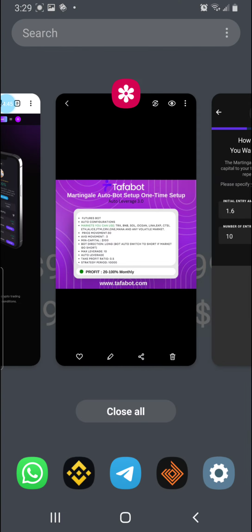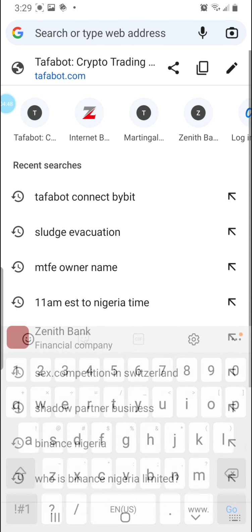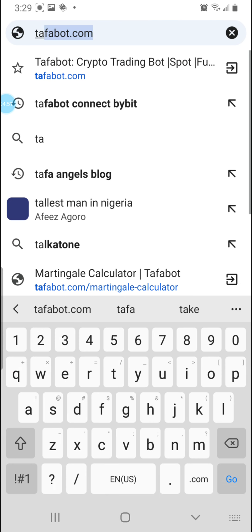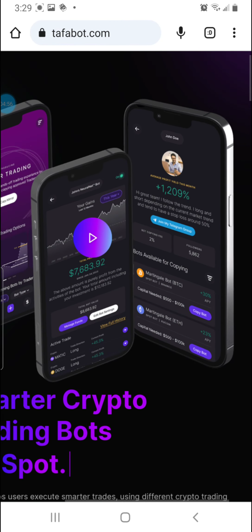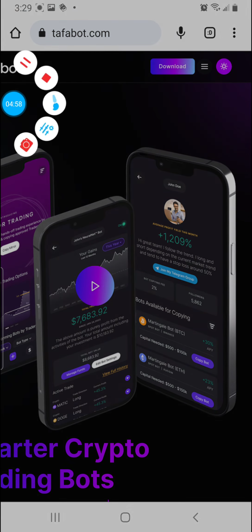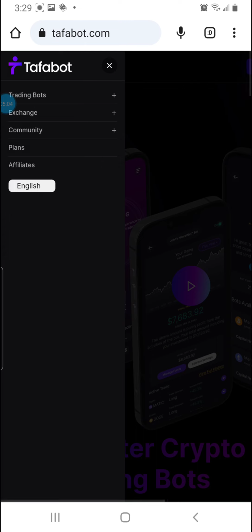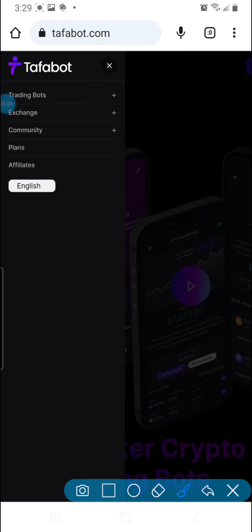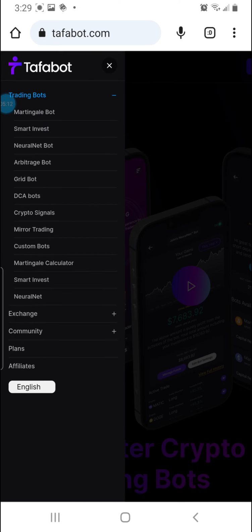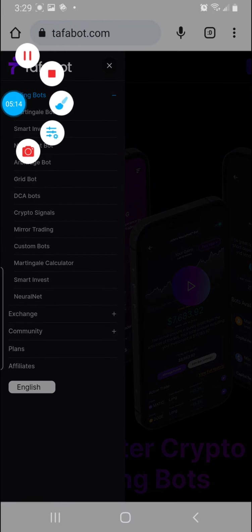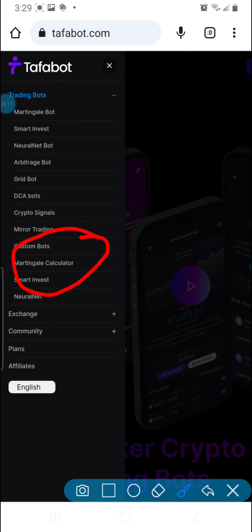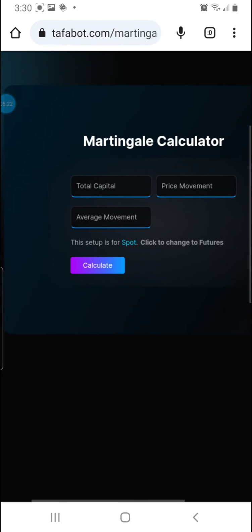So let's go to our Martingale Calculator. How do we get there? We type tafabot.com. Yes, tafabot.com. Once you go to the website, you click this menu bar, and then it gives you these options. So we are clicking trading bot, this plus sign at trading bot. Once we click that, you scroll down, you see your Martingale calculator here. Once you click the Martingale calculator, it comes up here.